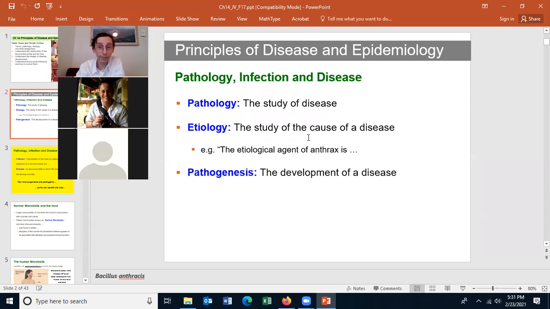So here's 3 of the early terms: pathology, the study of disease; etiology, the study of the cause of a disease. For example, the etiological agent of anthrax is Bacillus anthracis. Pathogenesis, the development of a disease. Any question about any of that?